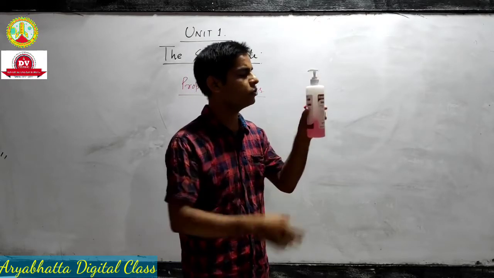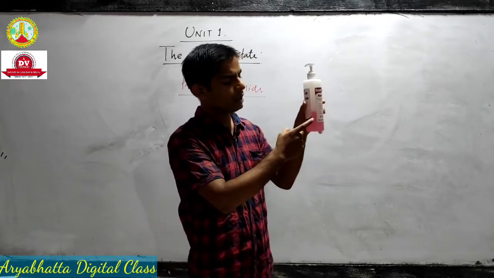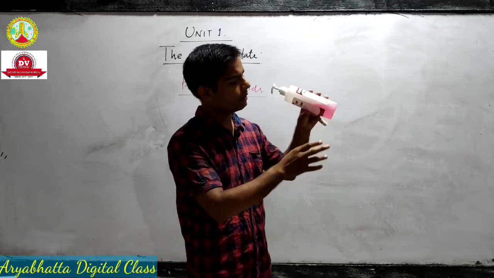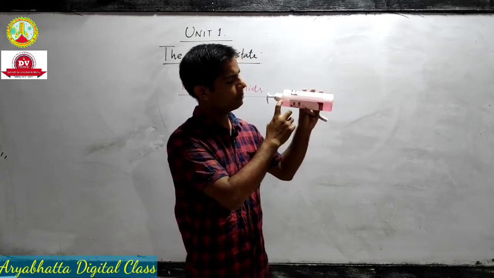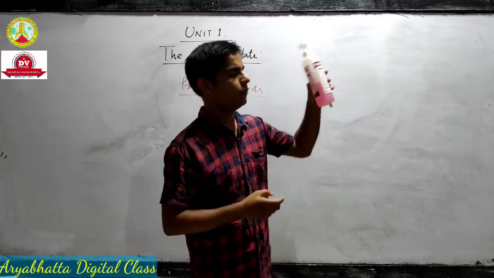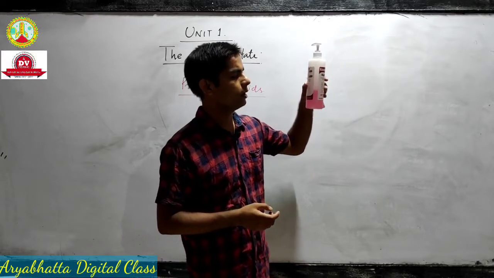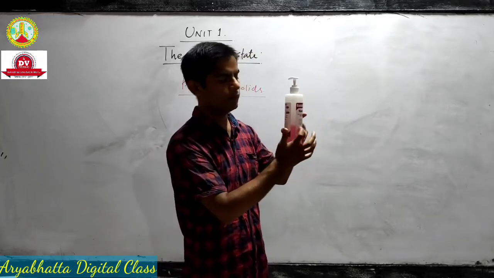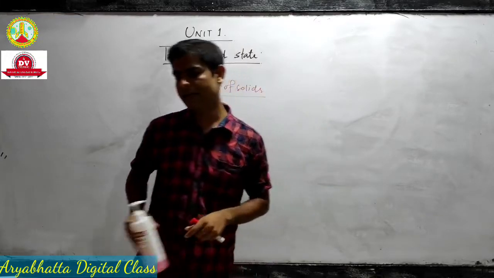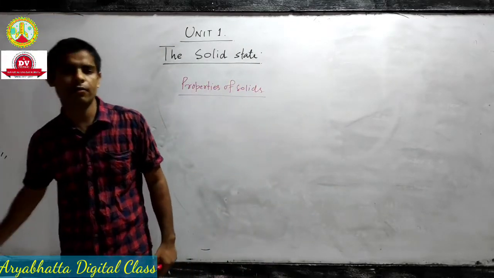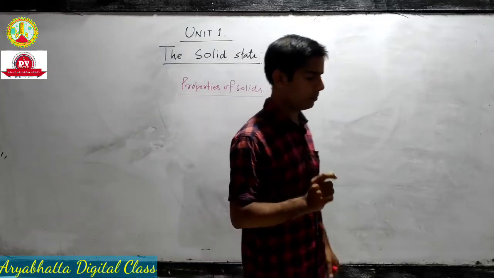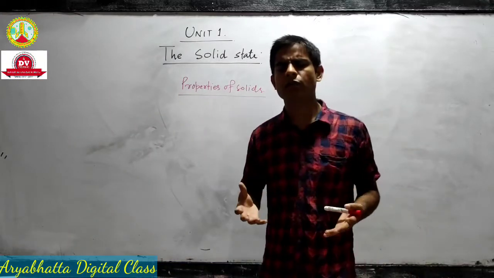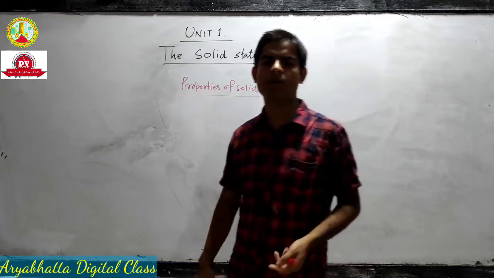Its shape is not changing, but see the liquid inside. If I tilt it, it takes this shape. If I take it like this, it has a different shape. So liquids and gases don't have their perfect shape. They take the shape of the container that you use.